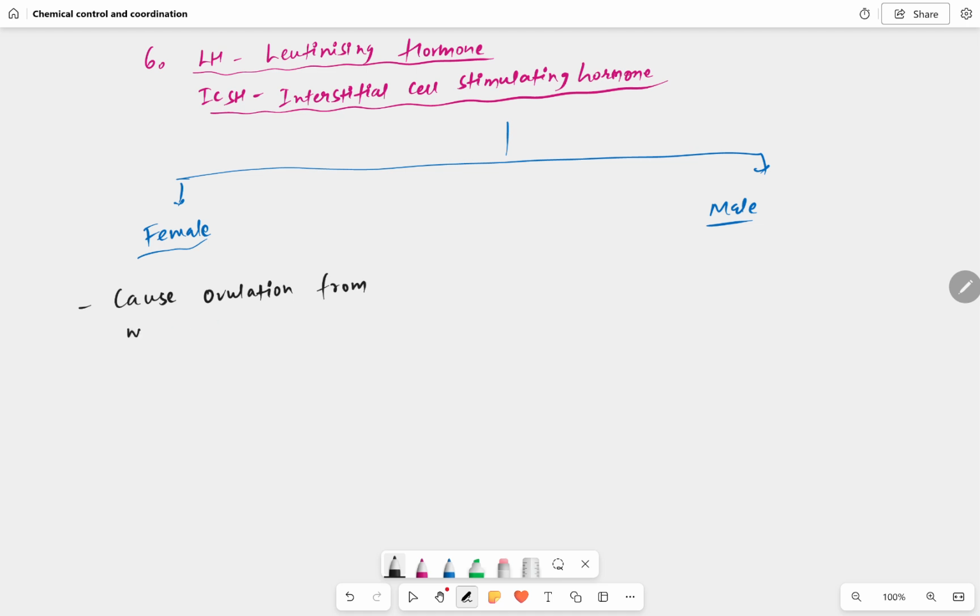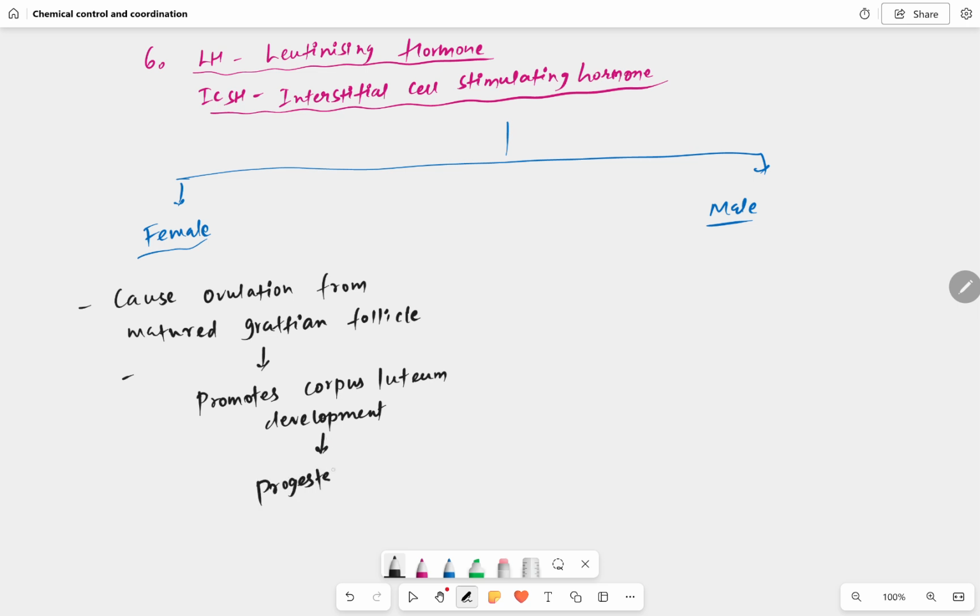So what it does in female: directly in female it can cause ovulation from the matured Graafian follicle. Okay, and after the release of this ovum it promotes corpus luteum development and progesterone synthesis. One point is this.